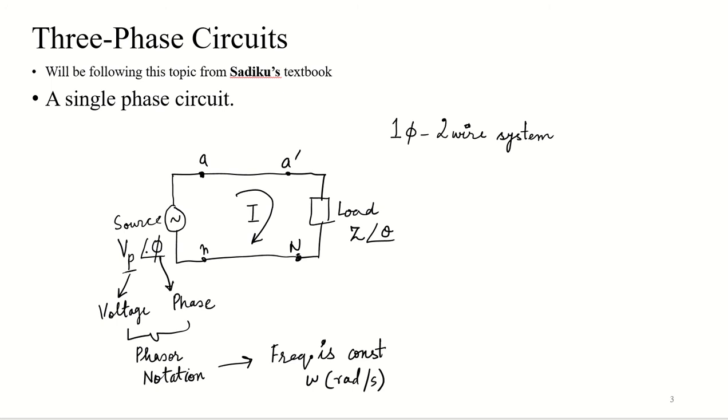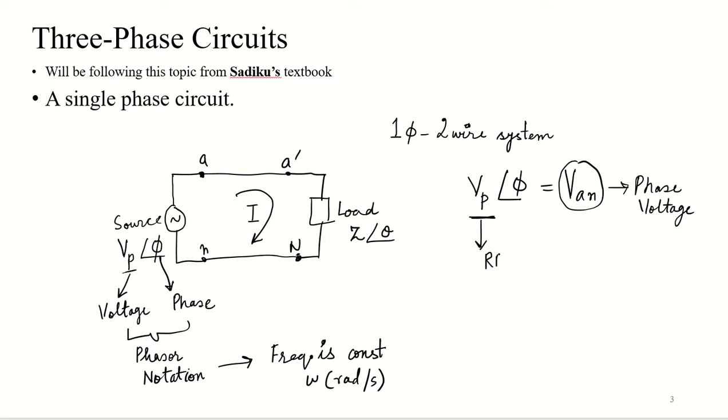Some things to remember. Vp angle phi is your phase voltage VAN. AN is a single phase voltage. This Vp value is usually given in RMS unless otherwise specified.